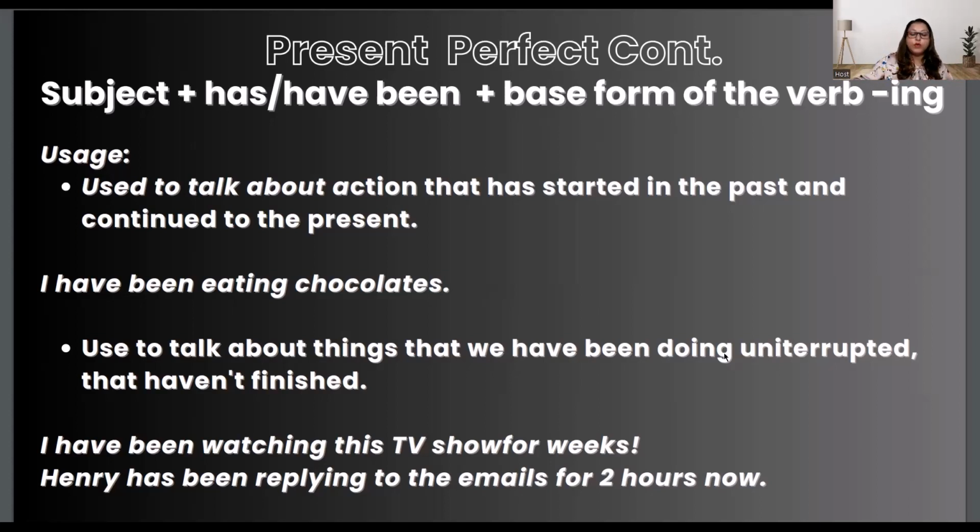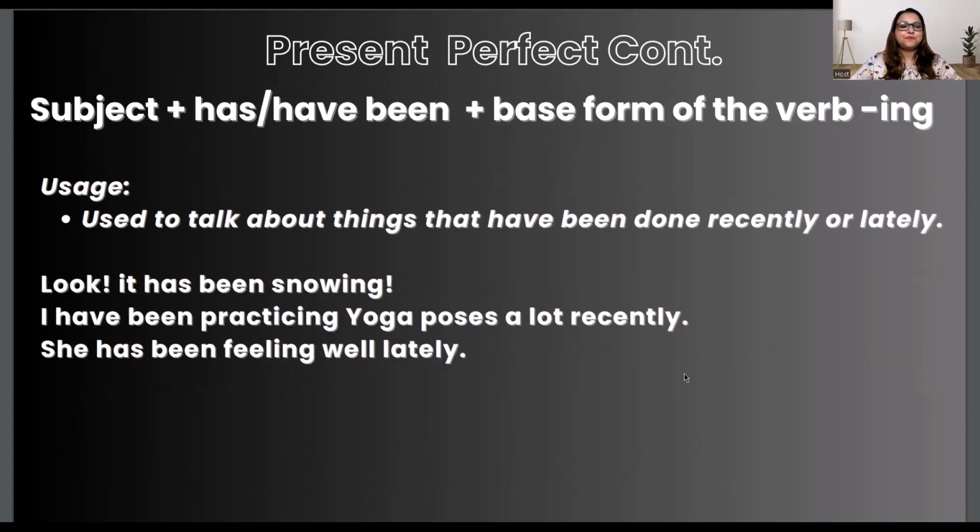So you are doing something continuously, and then we use present perfect continuous tense. It started in the past and is still continuing, and has been continuing uninterruptedly and hasn't finished yet. That is where we use present perfect continuous tense. It doesn't talk about your state. Then it is used to talk about things that have been done recently or lately.